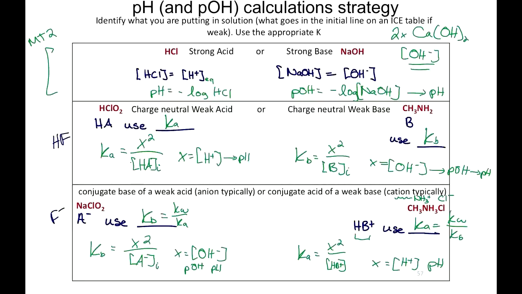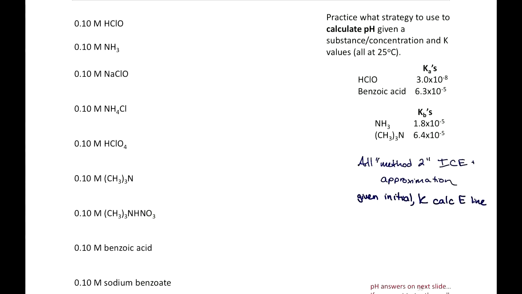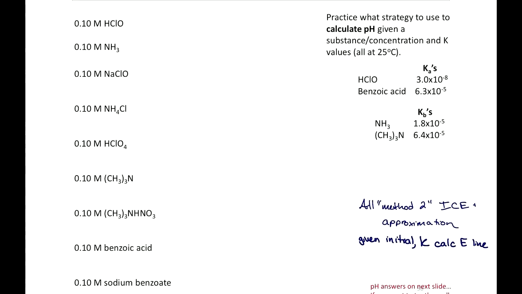All right, so let's practice it. I'm going to give you a bunch of stuff, and I don't want you to actually calculate these. I just want you to set it up correctly. I have the answers down here if you want, but let's work through these and see if we can set them up correctly, because all of them are going to follow the same form, right? They're all going to be x squared over initial concentration 0.1 equal to something. We need to figure out what that something is. So here's the information. All of this is method 2, okay? So it's x squared over something, make the approximation.